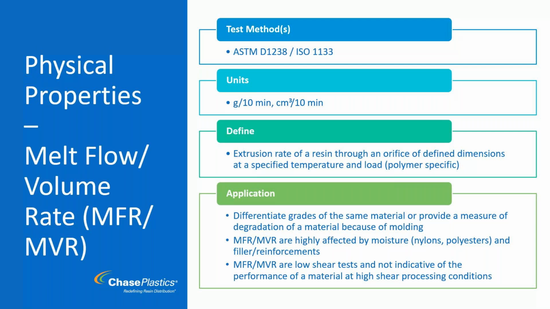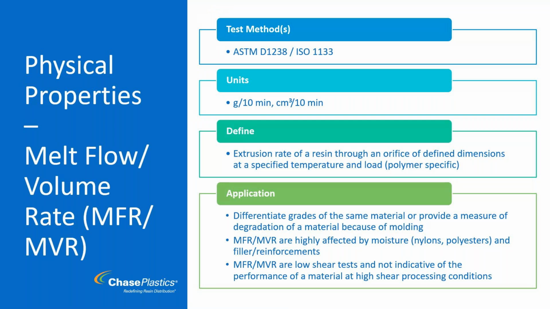So this is the extrusion rate at which the resin will come through the orifice of a tester. Typically, if you're doing your melt flow rate, it's going to be grams per 10 minutes, so how much came out in 10 minutes, or it'll be cubic centimeters per 10 minutes, so how much was displaced. And I have a picture of that on the next slide.